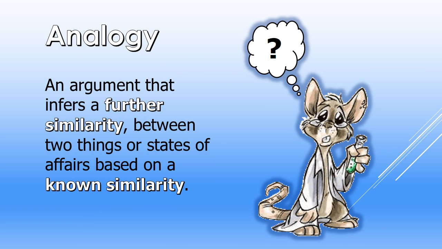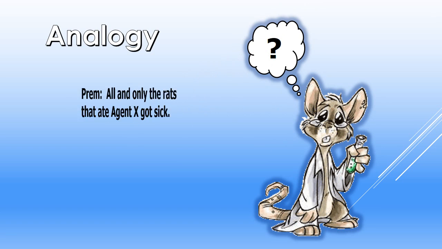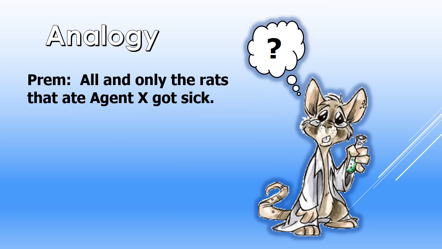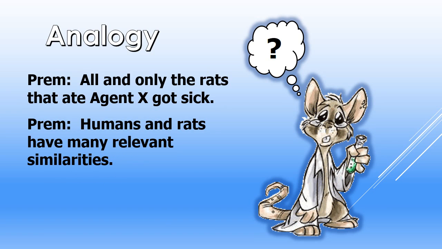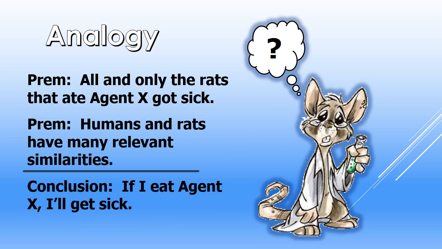Another popular type of inductive argument form is the analogy. That's when you infer a further similarity between two things based on knowledge or premises about known similarities. It's actually very important in certain fields of science. So, for example, somebody would say, all and only the rats that ate Agent X got sick, and recognize by analogy that humans and rats have very many relevant similarities, and draw the conclusion from these two premises that if I, a human, eat Agent X, I'll get sick.